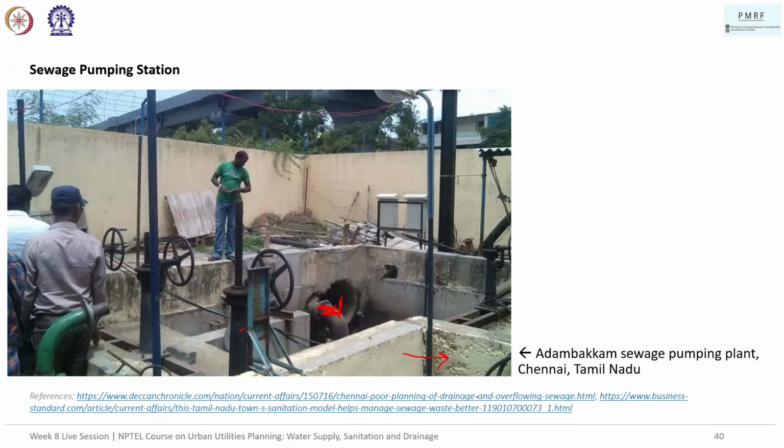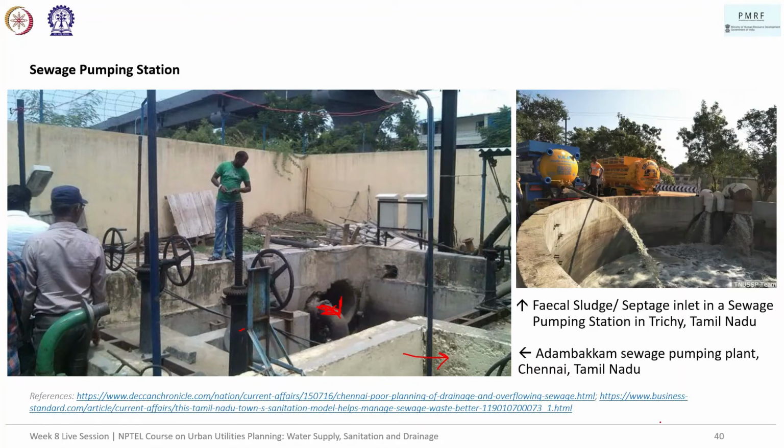I wish I had a better photograph. Unfortunately, I don't. So sometimes you also have such a setup. This is an interesting setup that is there in Trichy in Tamil Nadu. What happens is, these pumping stations also have these additional inlet points where fecal sludge from the households can be added.